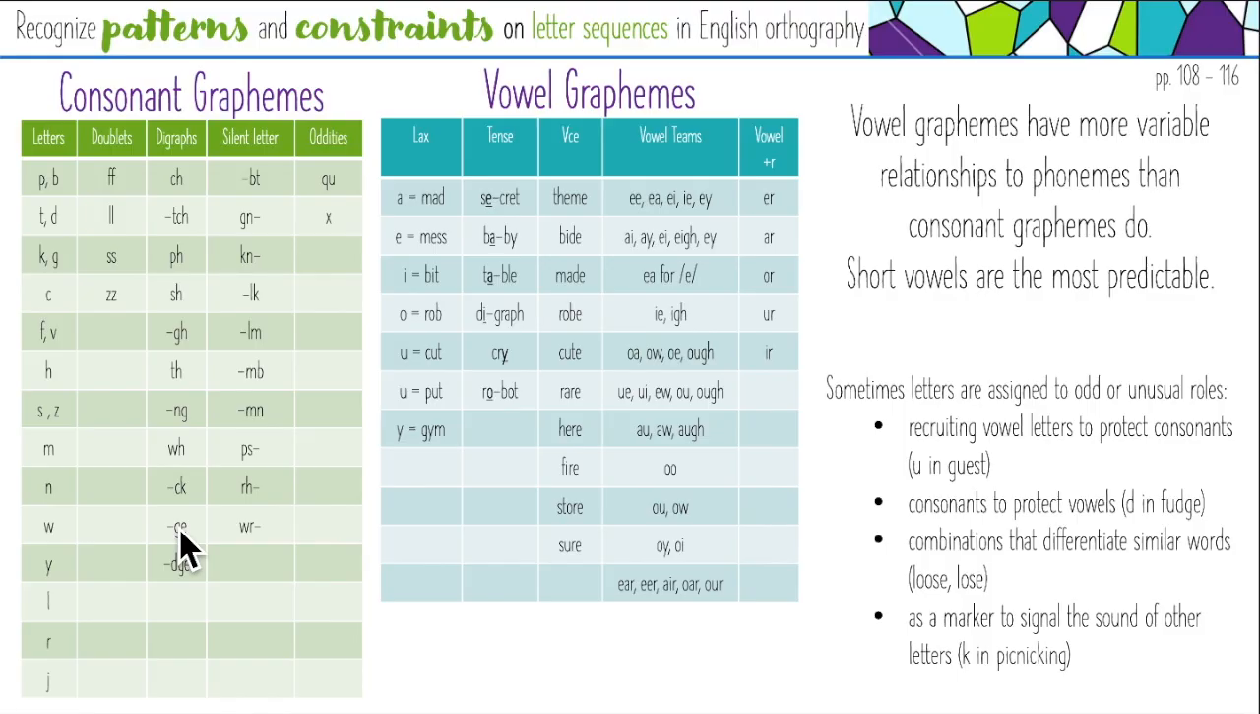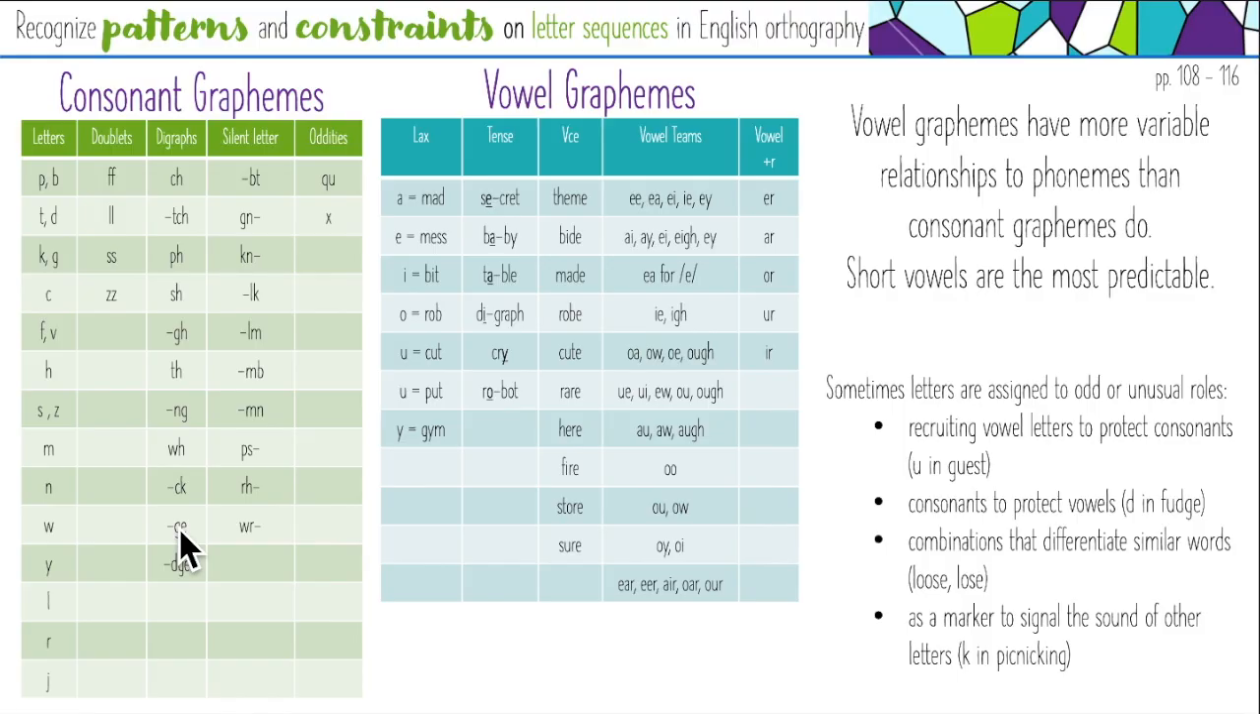That U was recruited to prevent it looking like GEST, which would be gest. And we don't want that sound, so we recruited a letter U to be a protector for that consonant. You also have consonants that are recruited to protect vowels, such as in the word fudge. If it was FUGE, that silent E would also influence the U to being a vowel consonant E pattern, as well as influencing the G to make the J sound. So we recruit the D in order to protect that lax vowel and let it be fudge instead of fuge.